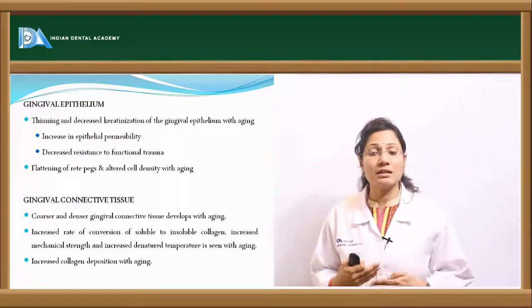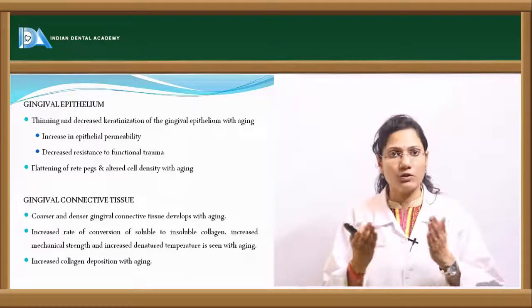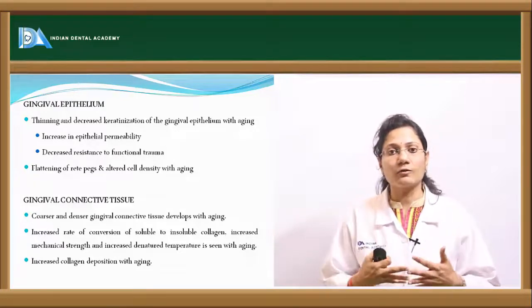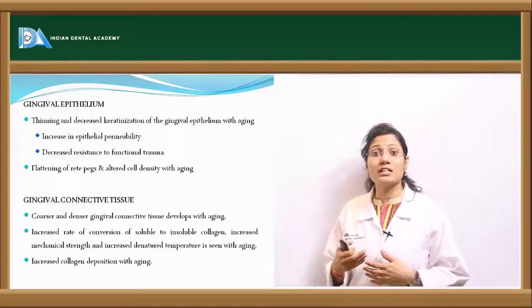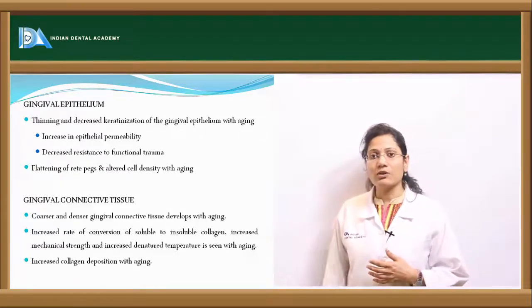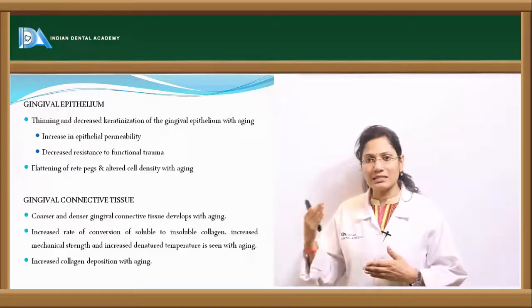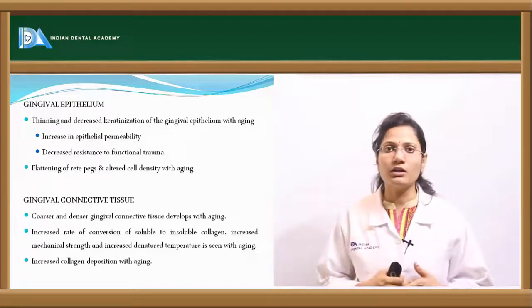As the rete pegs get flattened, what can happen? There is decreased surface area. The surface area of the tissue will reduce, and as a result the integrity with the connective tissue can also be compromised due to the flattening of the rete pegs. Apart from that, there is an altered cellular density with aging in your epithelium.